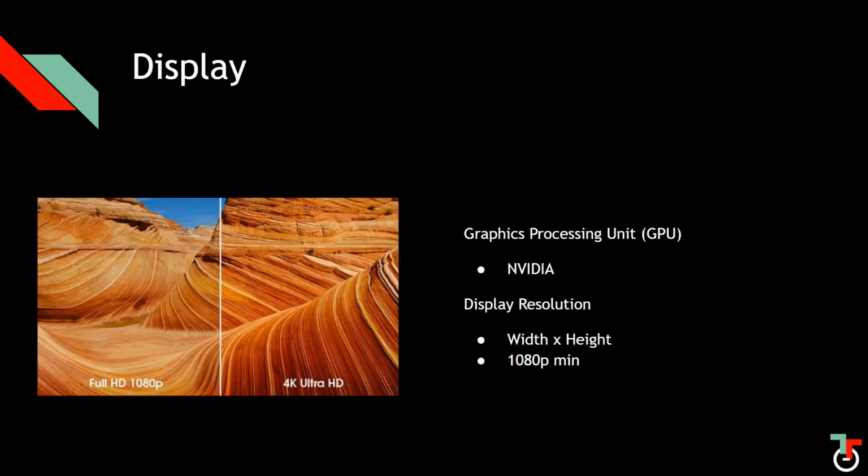Display resolution is given as a width and height, and you'll see a P by it. This is for pixels. Pixels can be thought of as puzzle pieces. How many puzzle pieces are in a puzzle? The more pixels, the better off the image. 1080 is the minimum, and this is full HD.